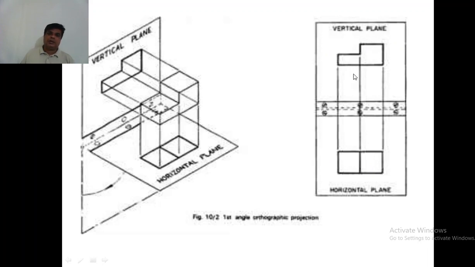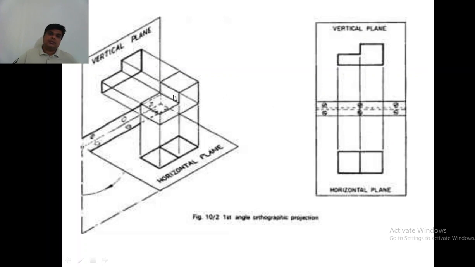In engineering drawing, we usually don't draw the three-dimensional objects or planes. We only draw the views of the object. By looking at the views, we can easily understand the shape and size of the object. This concept is called projection, orthographic projection.